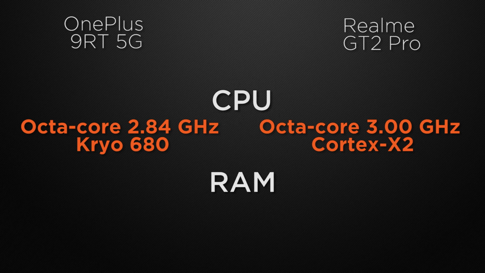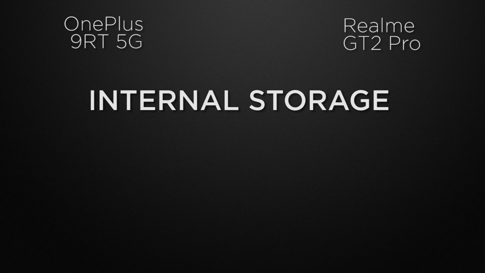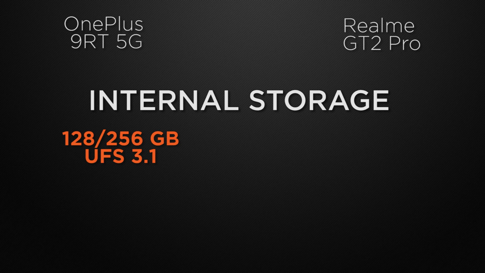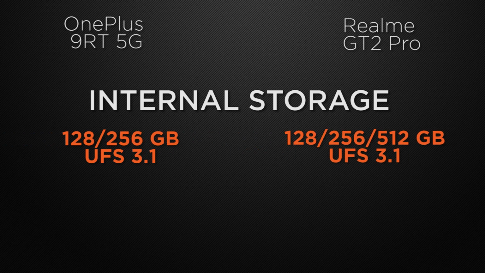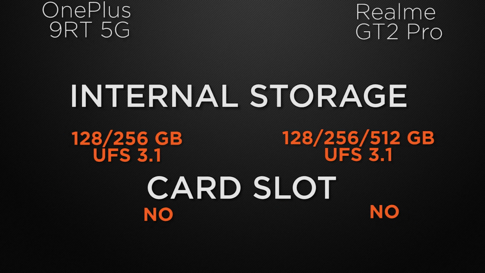And about the RAM variants in the devices, 9RT have 8 and 12 GB, whereas GT2 Pro have 8 and 12 GB of RAM options. So it's a tie because both of the devices have same capacity of RAM options. Let's talk about the internal storage of the devices. 9RT comes with 128 and 256 GB of storage, whereas GT2 Pro have 128, 256 and 512 GB of storage. So the winner here is GT2 Pro because it have multi-storage option. And about the external storage of the devices, 9RT did not have any external card slot, whereas GT2 Pro also did not have, so it's a tie.